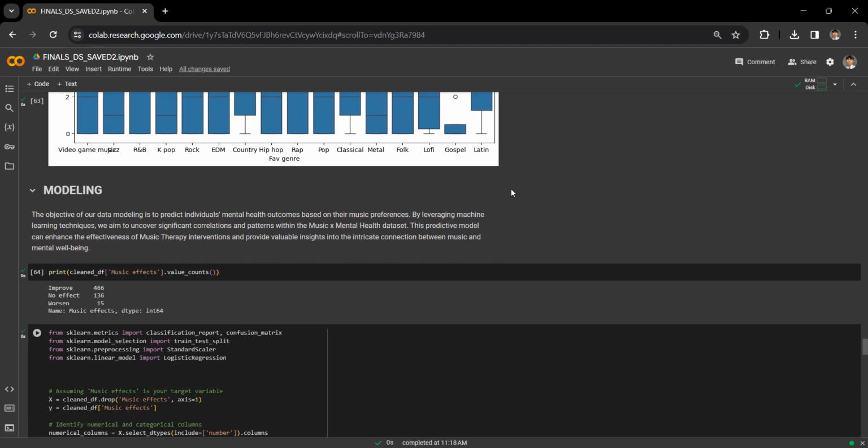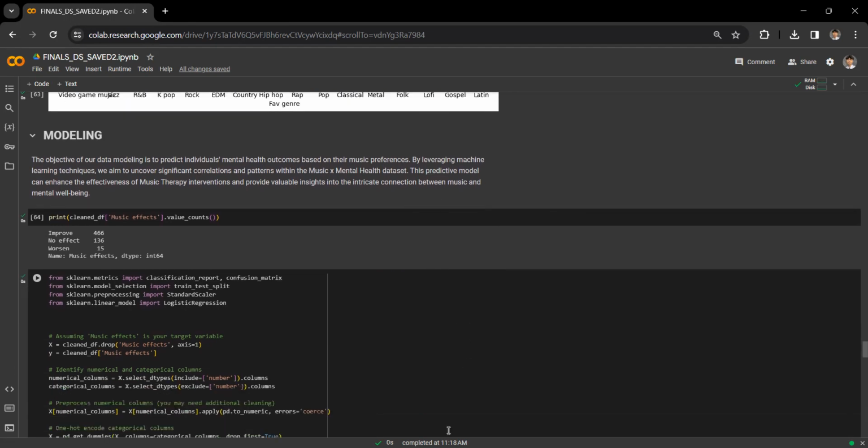I am Joshua Lawrence Calsado and I will be discussing the data modeling. Our goal in the data modeling is to forecast the mental health results of individuals by analyzing their music tastes. Utilizing machine learning methods, we seek to identify important relationships and patterns in the dataset that link music with mental health. This predictive approach aims to improve the efficiency of music therapy practices, and offer meaningful understanding into the complex relationship between music and mental health.